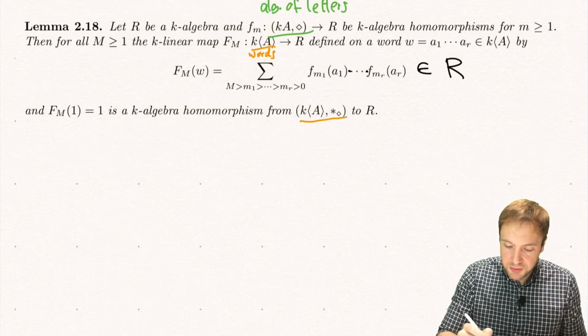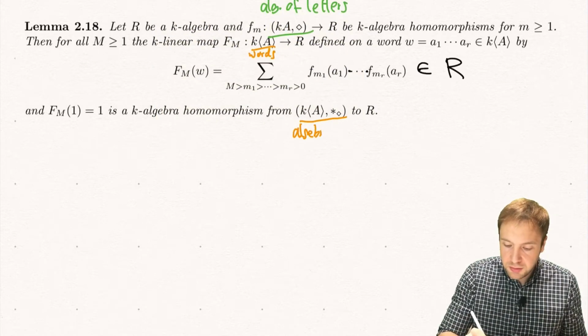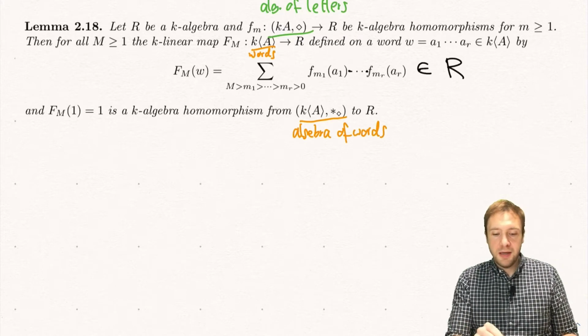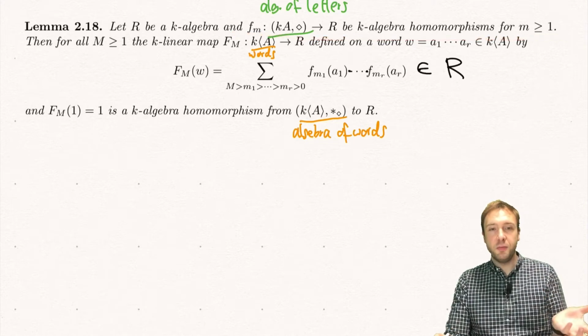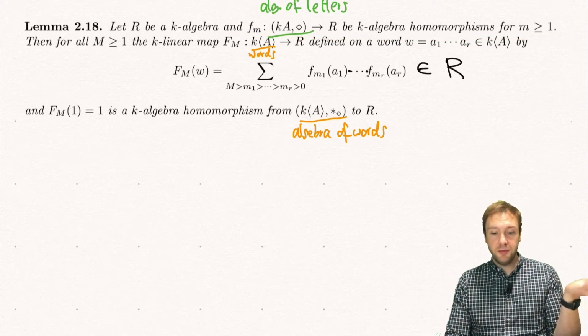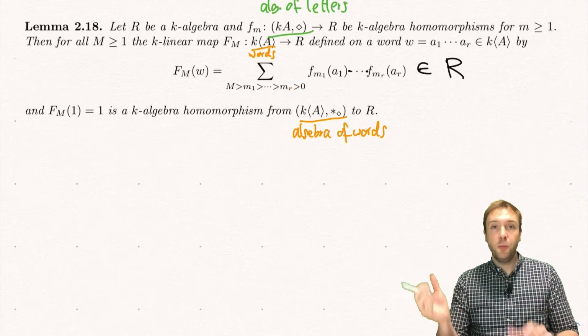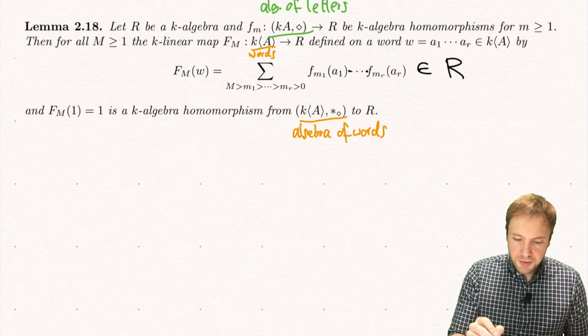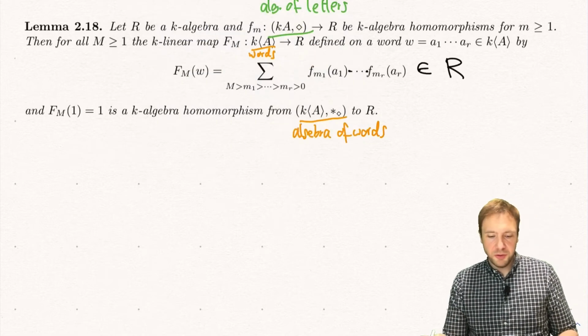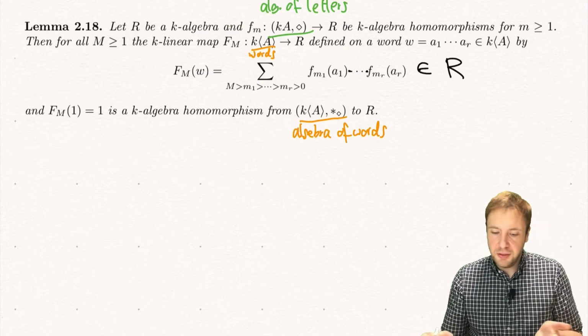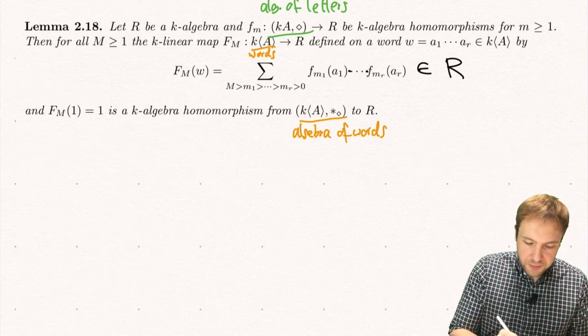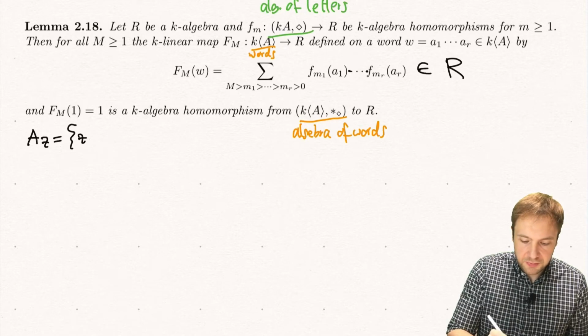So here this is a quasi-shuffle algebra of words to R. Again, having a family of algebra homomorphisms from the algebra of letters to R, we can construct an algebra homomorphism from the algebra of words to R. And what does this have to do with multiple zeta values? Let's do again the example we saw before, namely let's take again A to be z_1, z_2, and so on.